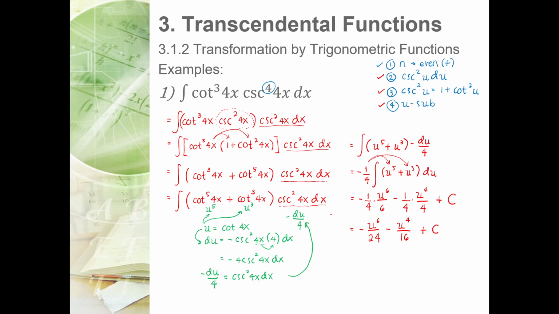Okay, don't forget to bring back the value of the u parameter. So the final answer is negative cotangent to the 6th of 4x all over 24, minus cotangent to the 4th of 4x all over 16, plus C. So this is the final answer.